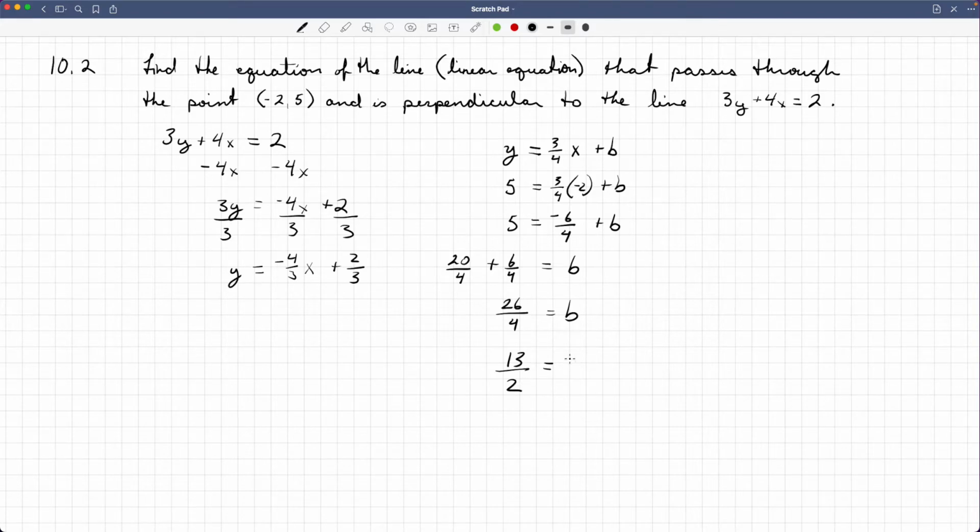So we have 13 over 2 is equal to b. And that is what we put in for the equation of the line up here. So we would say y is equal to 3 over 4x plus 13 over 2.